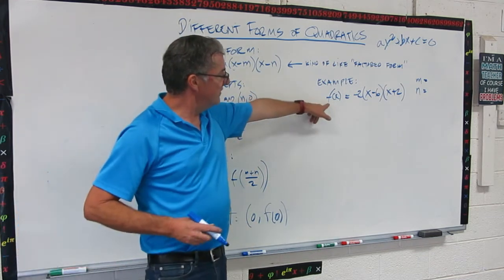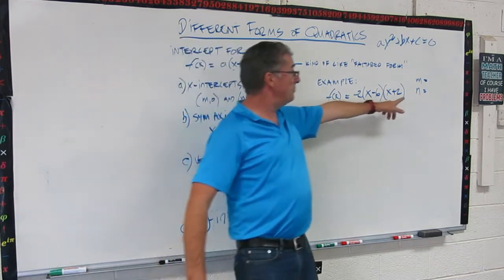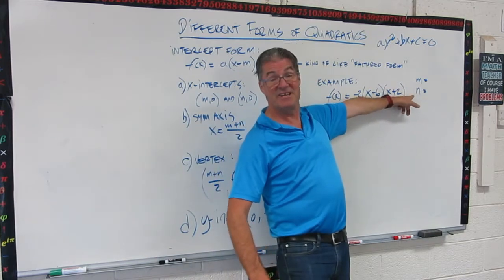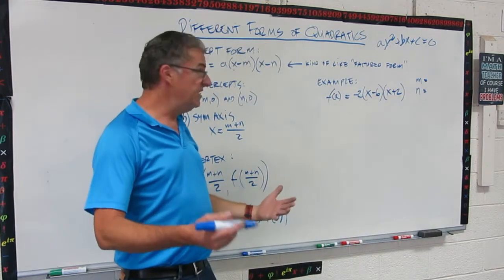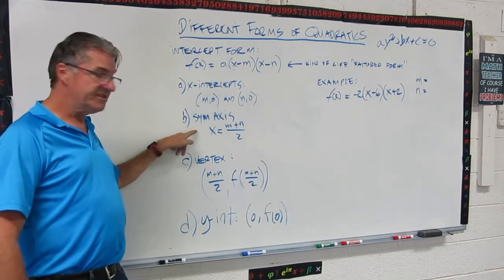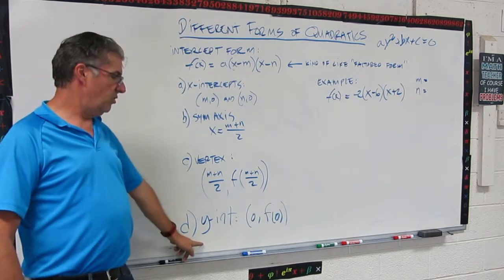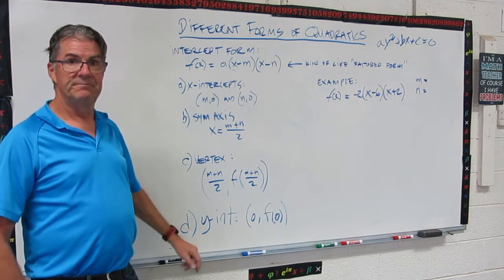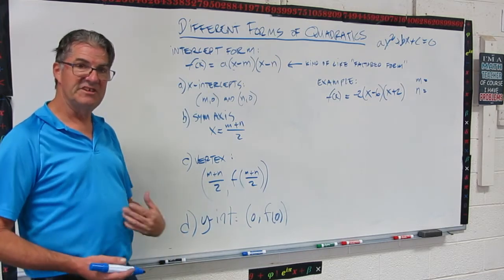So I put a different example problem up there. I put a couple prompts for you to figure out what your m and your n are. So what I want you to do is pause the video and take that through all 4 steps: x-intercept, symmetry axis, coordinates of vertex, coordinates of y-intercept. All right, let's see how you did.